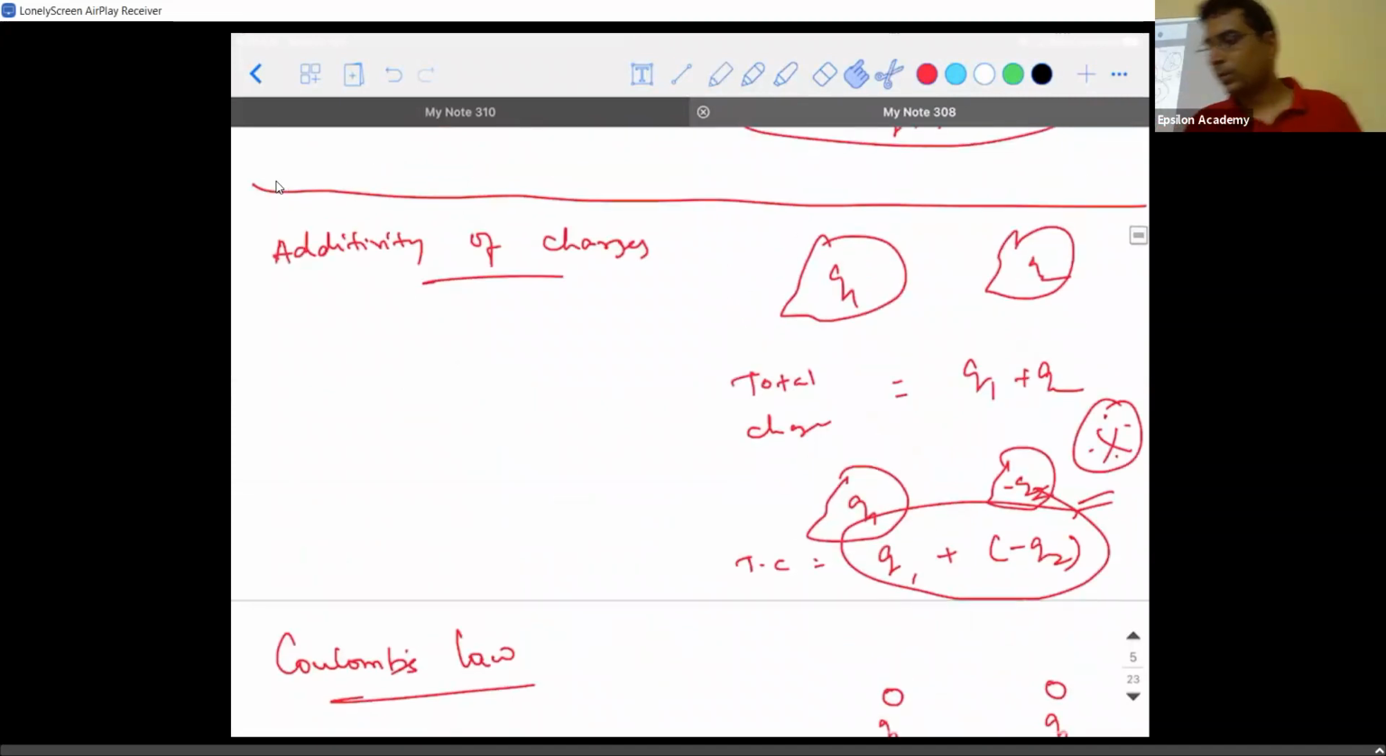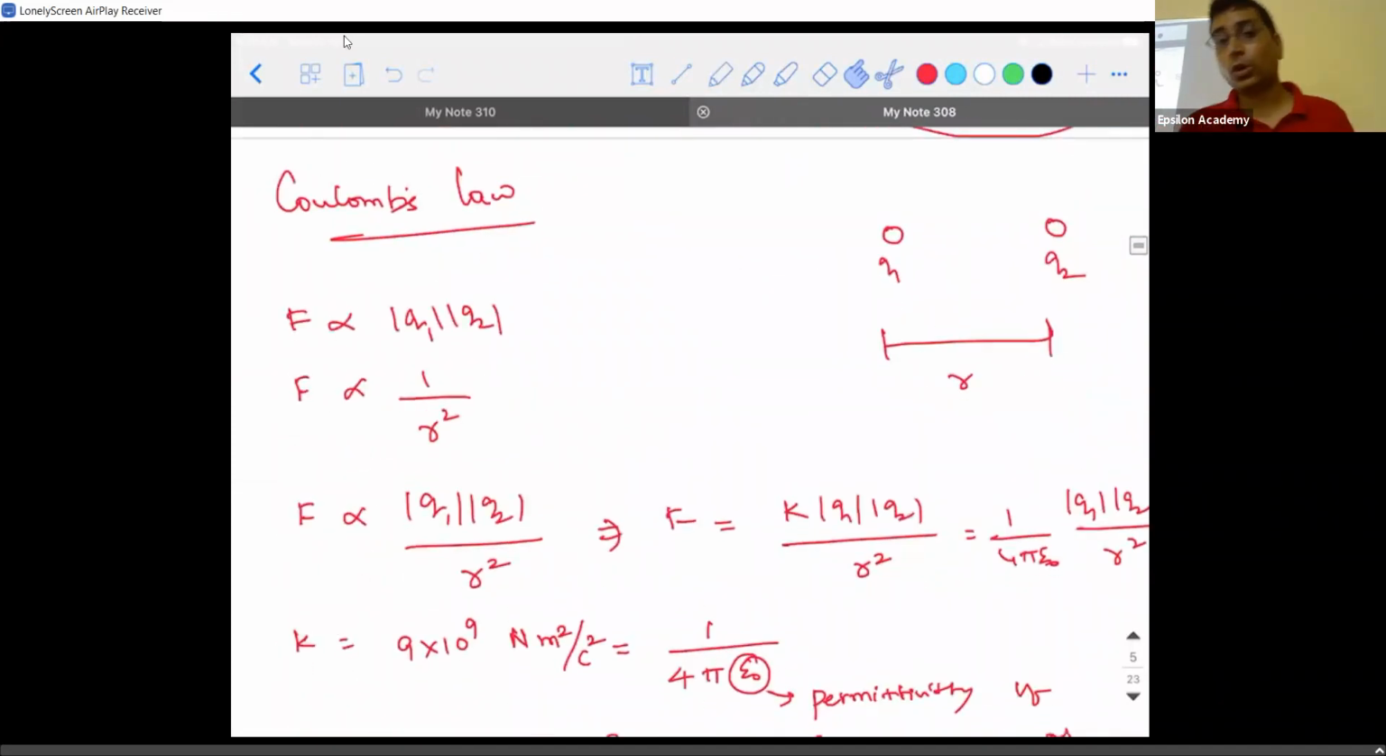So we'll revise. Last class, what are all the concepts that we saw? We started with the basic concept of what is a charge. Then we saw the different types of charge. Then we concentrated on the properties of charge. Once that was over, we came to the concept of Coulomb's law. What did Coulomb's law speak about? It spoke about the interaction between the charges.